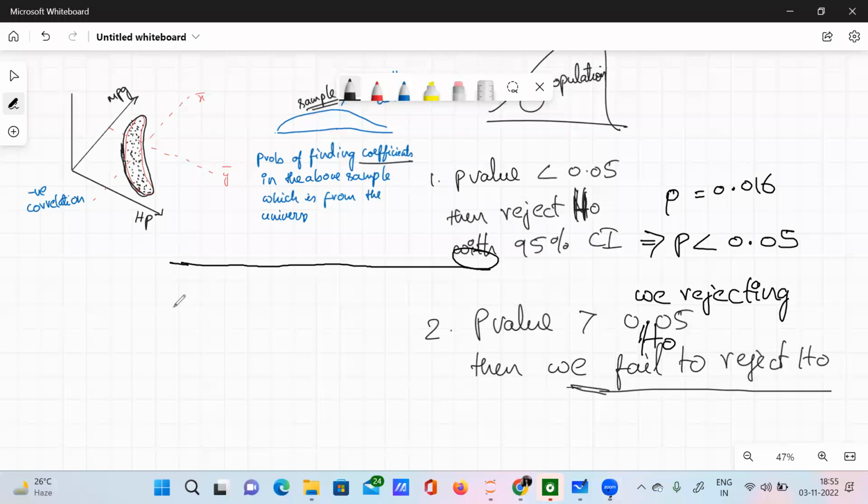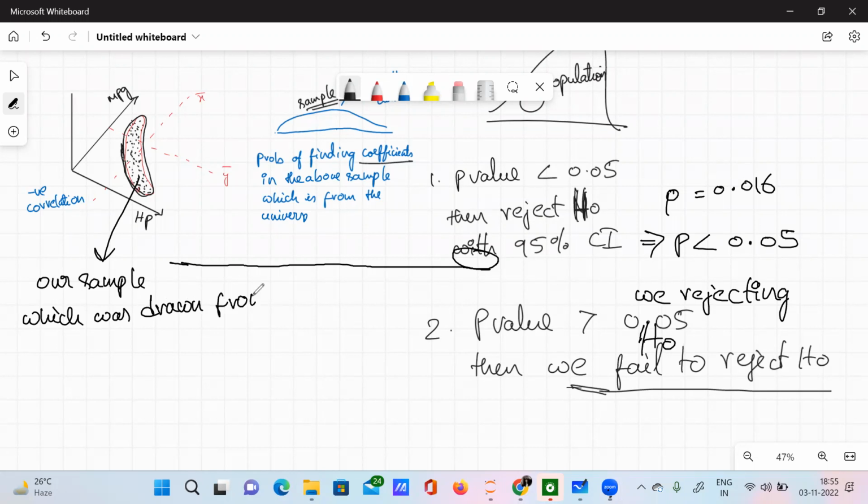We are actually saying that our sample, that is this sample, which was drawn from the previous universe, the chance of getting this sample from that universe was very low. What is it actually trying to say?